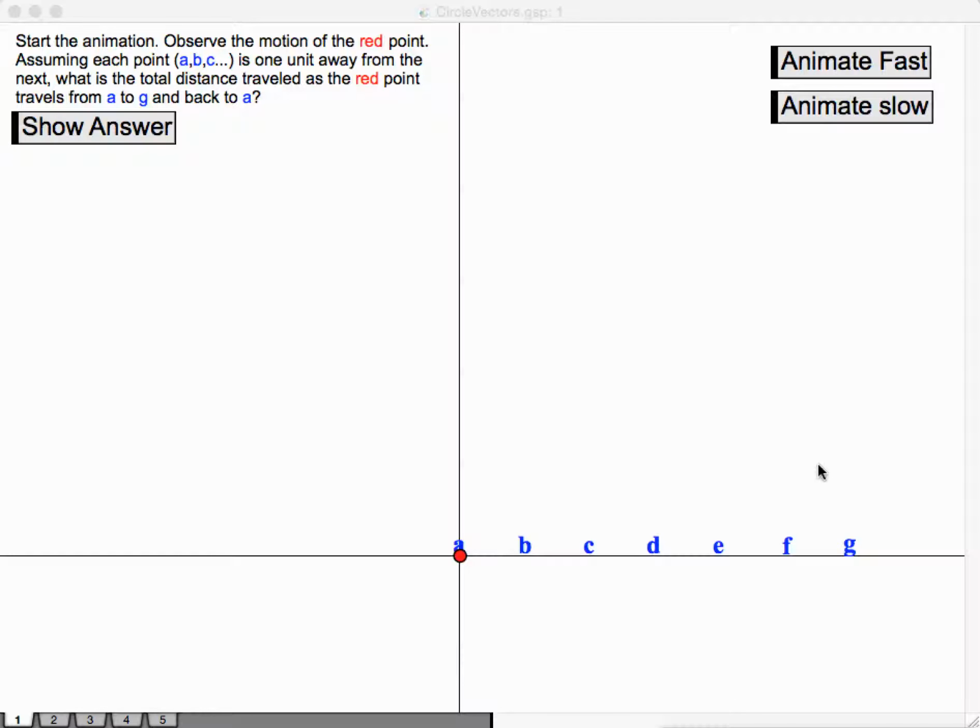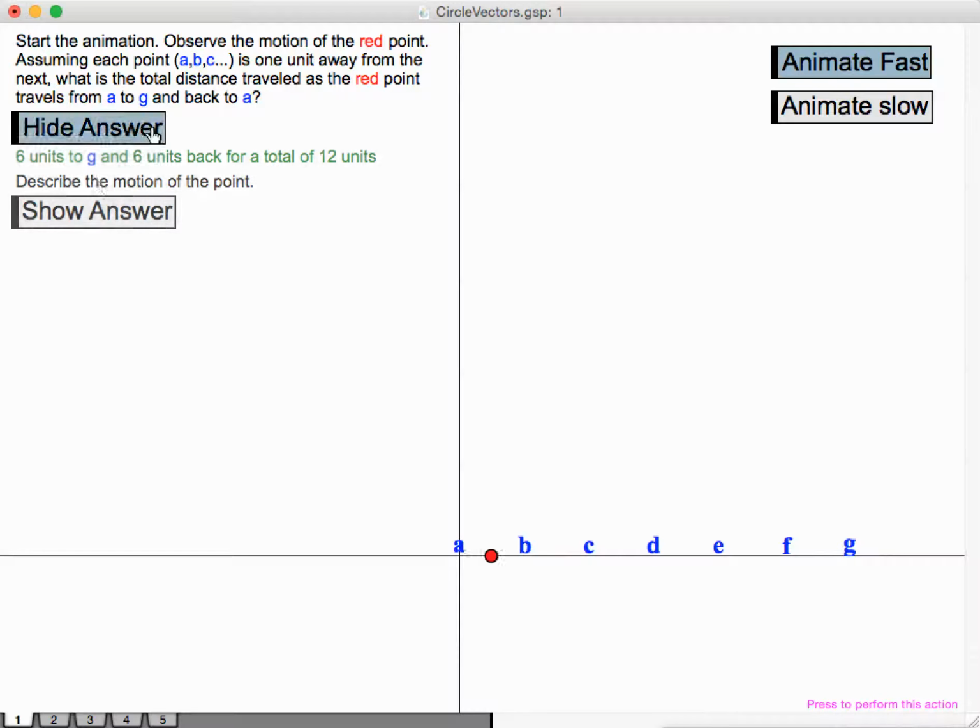So in this sketch, we're going to try to make the connection between the motion of a point and its velocity vector. And we do this by starting first with just the motion of a simple point. You can choose to animate fast or slow, it doesn't matter. And first ask just basically how far does the point travel here? And so show the answer, it'll show the total units, and then describe the motion.